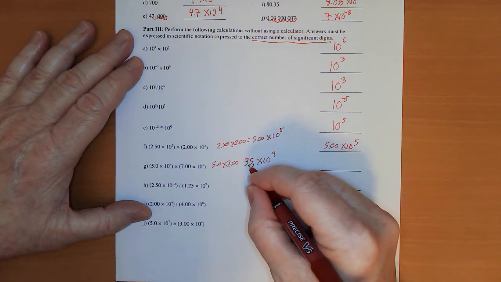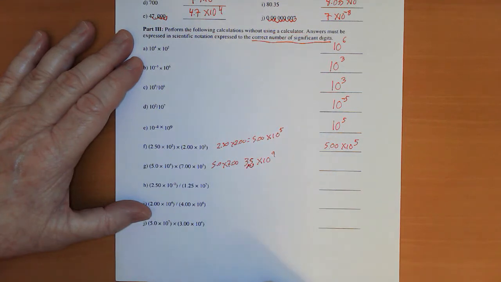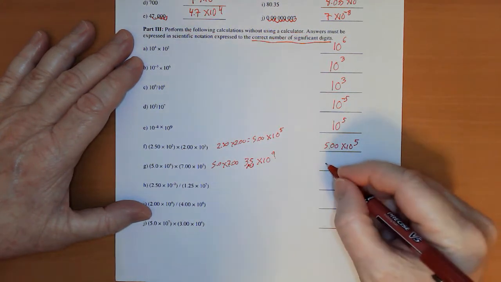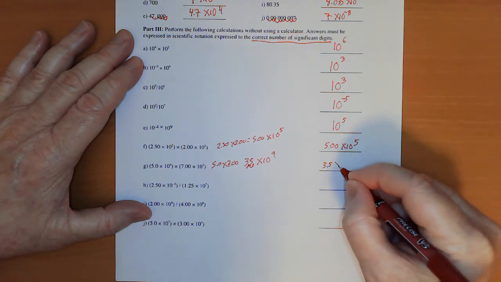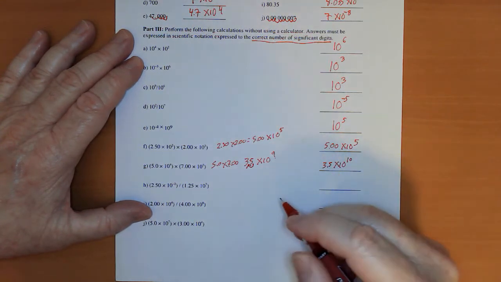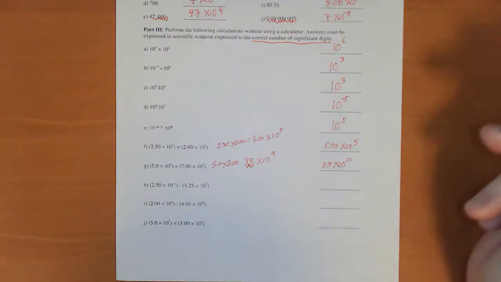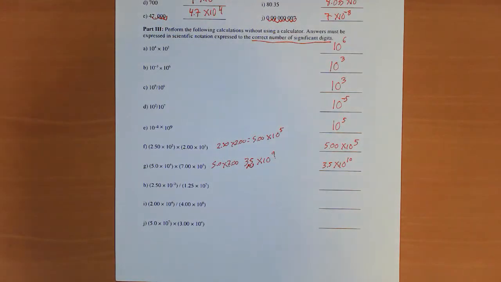However, when I go this way, I've got to make this power of 10 one bigger. 3.5 times 10 to the 10th. I couldn't leave that as 35. 35 is a number that is bigger than 10, and that is not allowed for my mantissa.